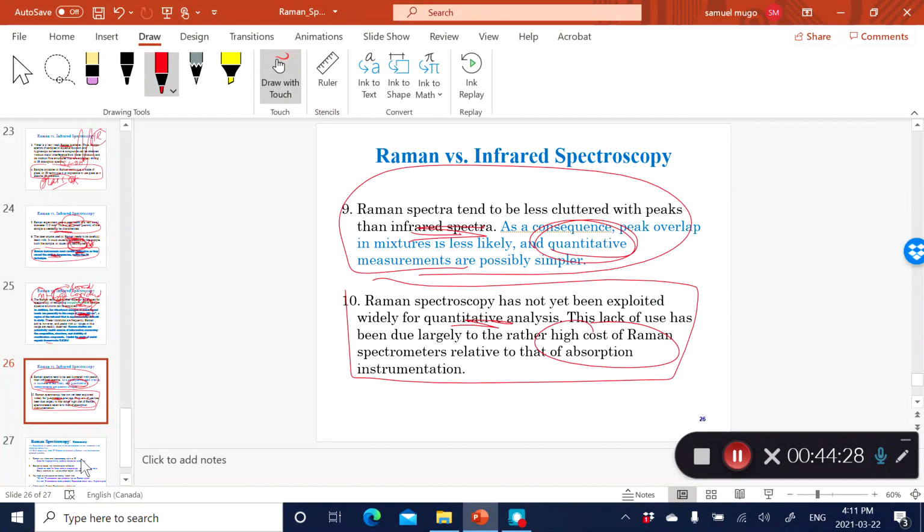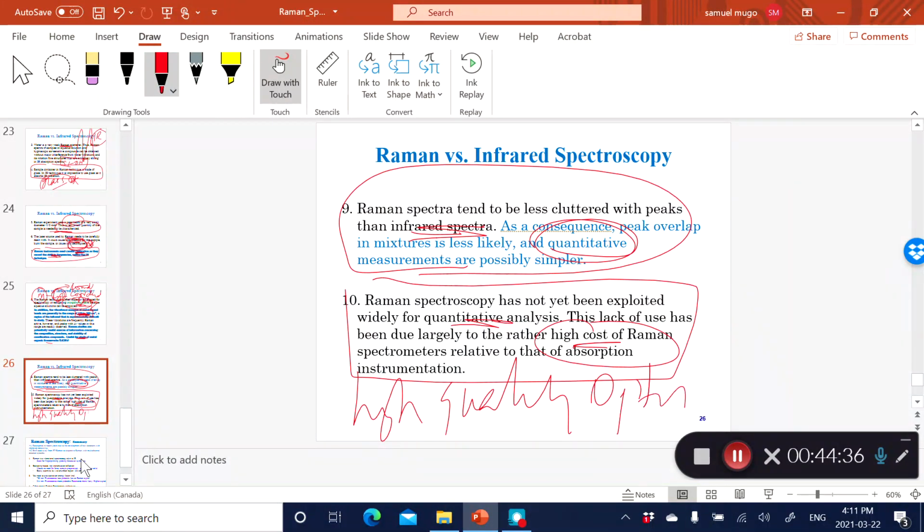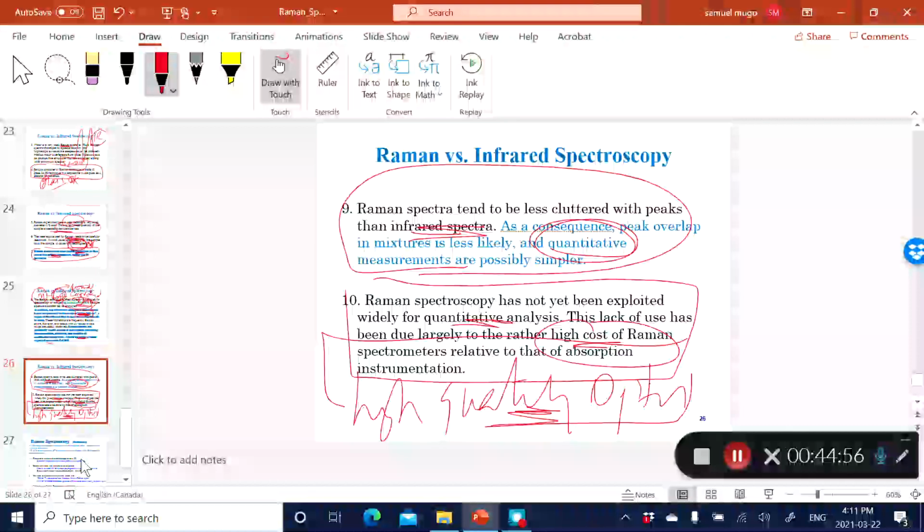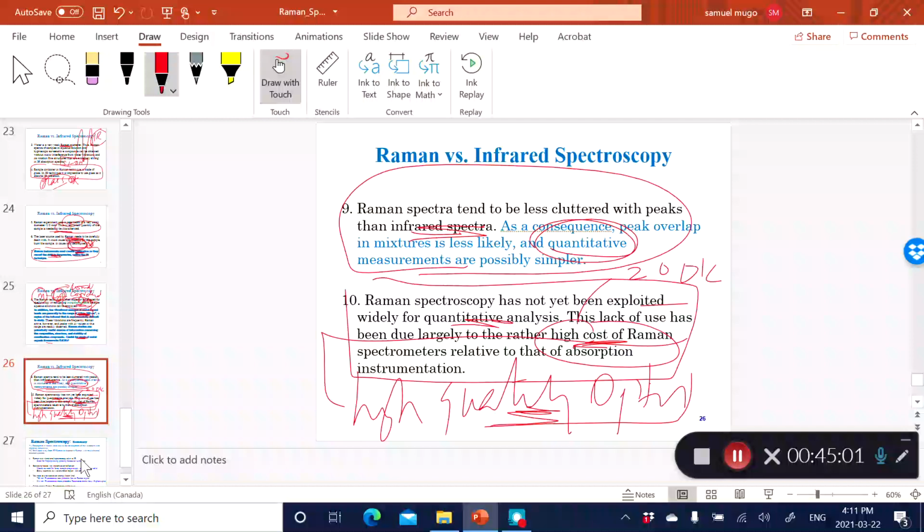The reason it's expensive is because of the very high quality optics that have to be used. Because, like I said, you're dealing with very, very weak Raman signals, and so you need very high quality optics to be able to detect the Raman signals. We have a good Raman instrument now in McEwan, which we are playing with. Fairly high cost. I think it was bought for 100, 200K, which is not a small amount of money. So it's starting to be used for quantitative analysis.